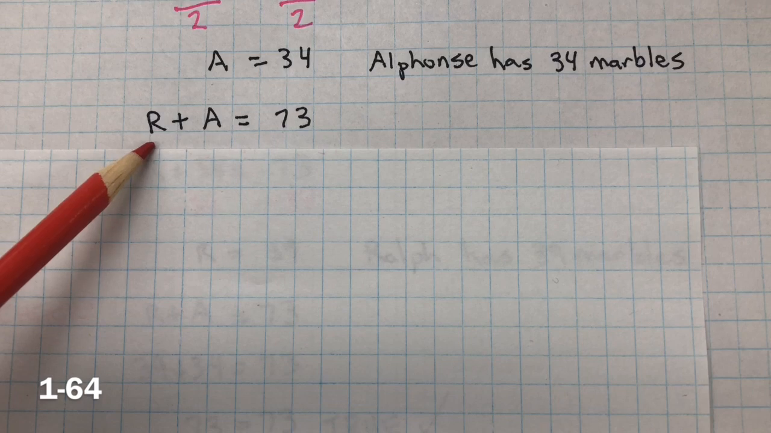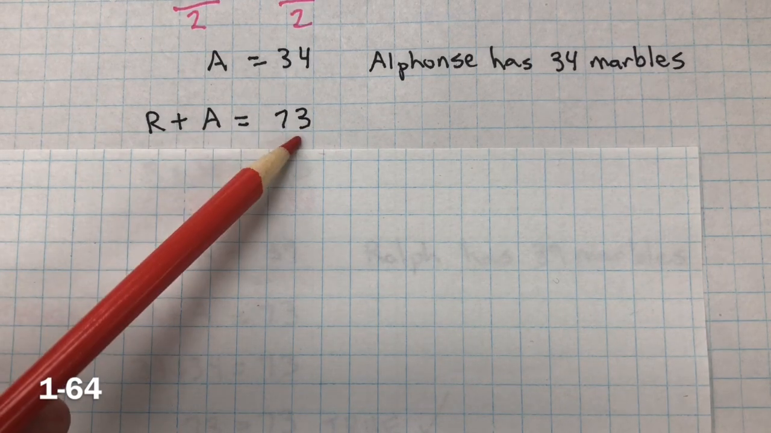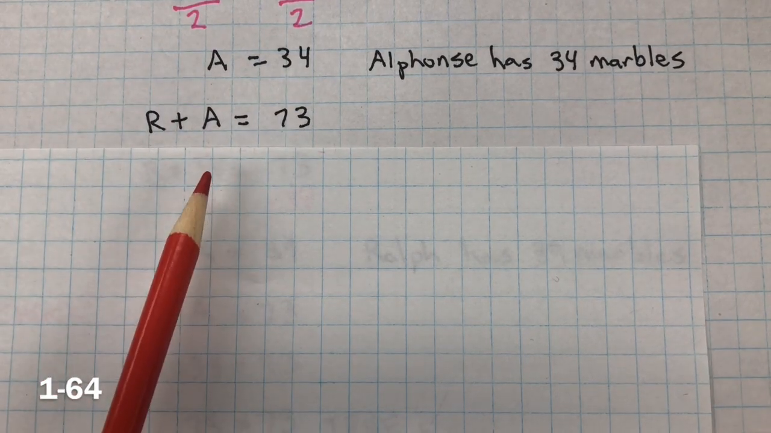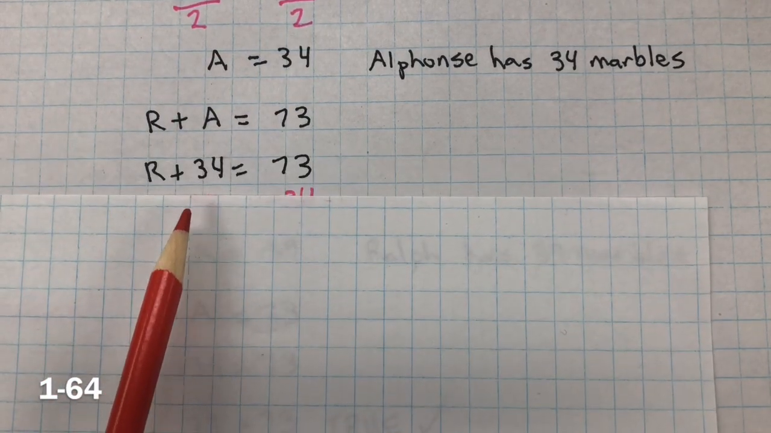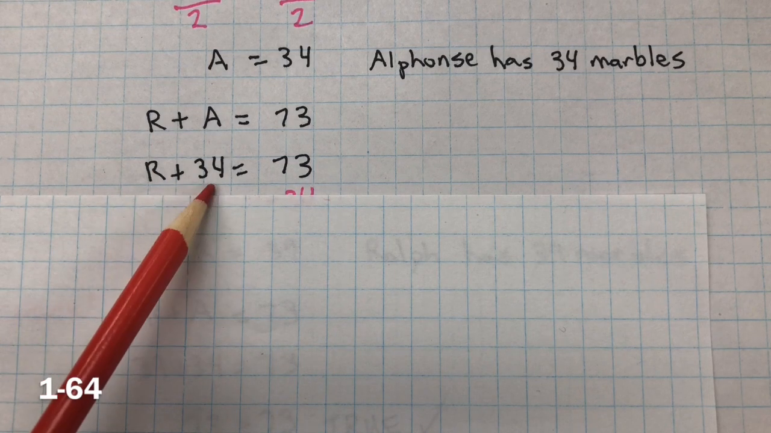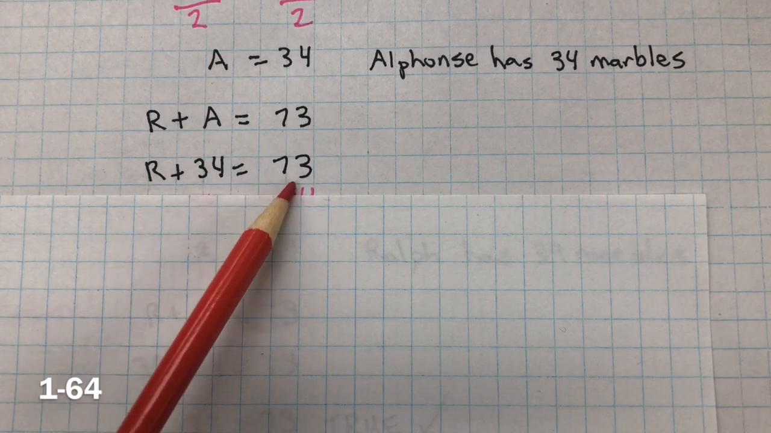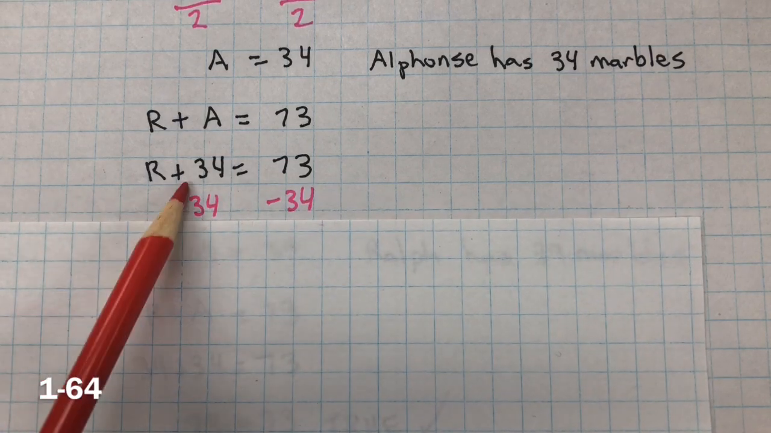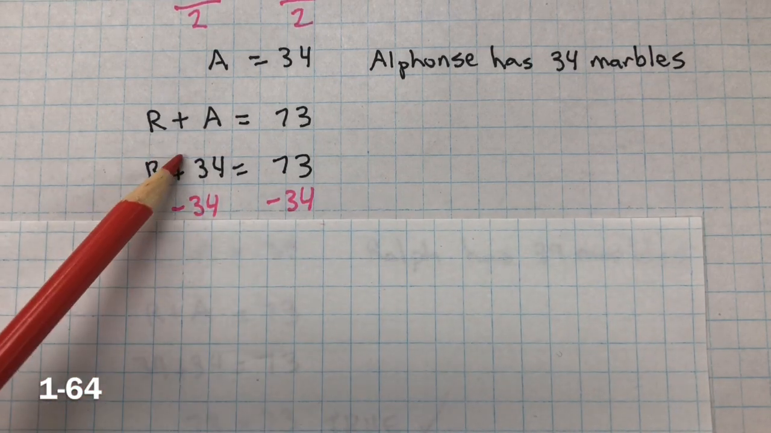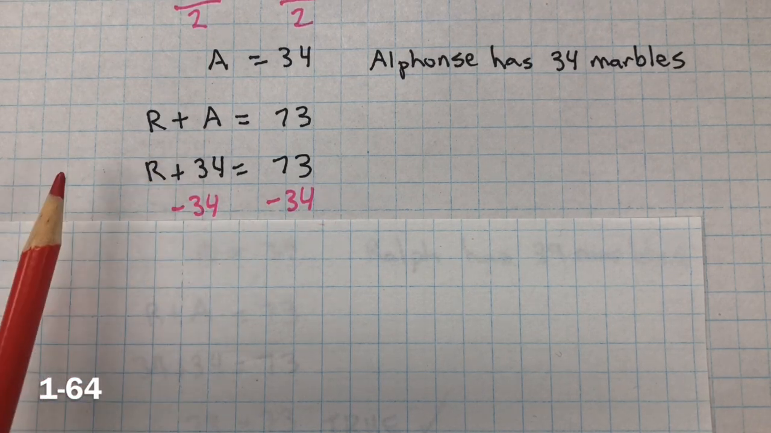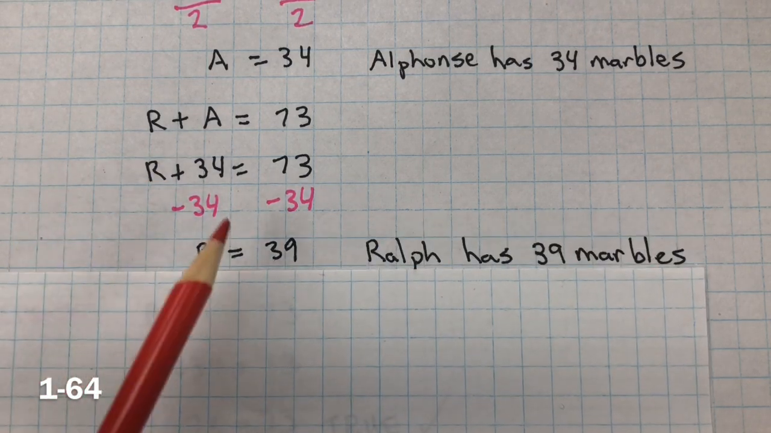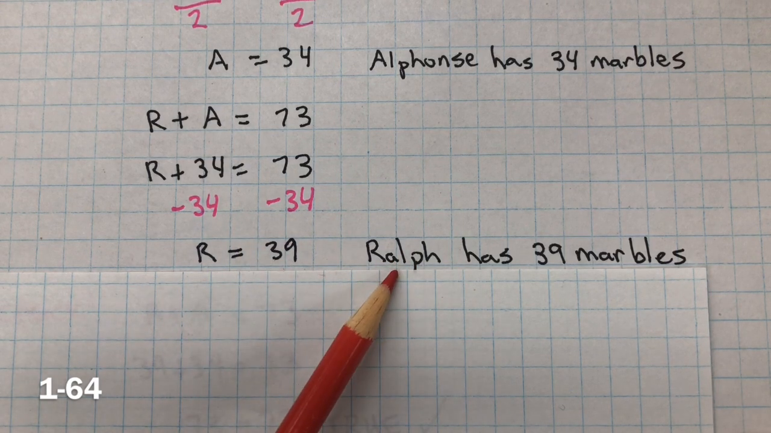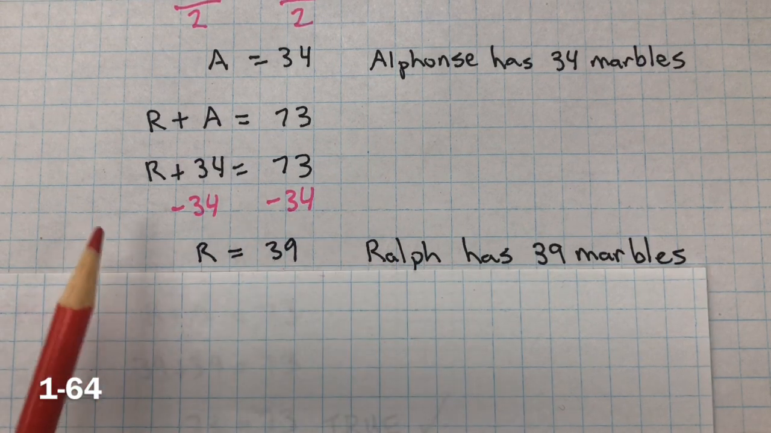So remember, Ralph plus Alphonse equals 73. And we know that Alphonse has 34. So we're going to plug that in for A. So Ralph plus 34 equals 73. The inverse property of addition is subtraction. So we subtract 34 from both sides. This is a 0 pair. And we have Ralph equals 39. So we know that Ralph has 39 marbles.